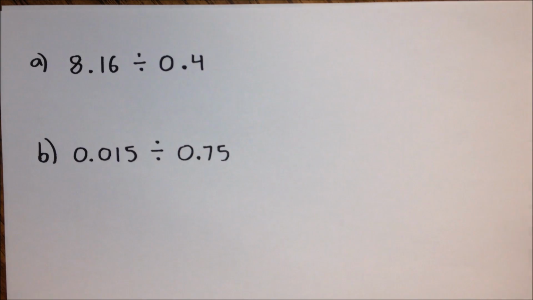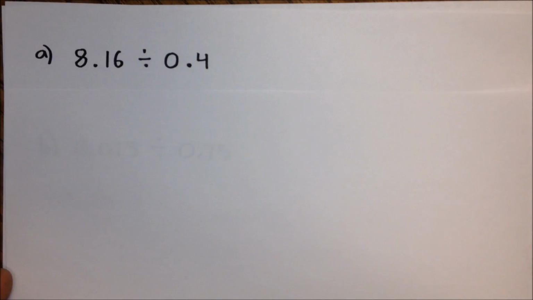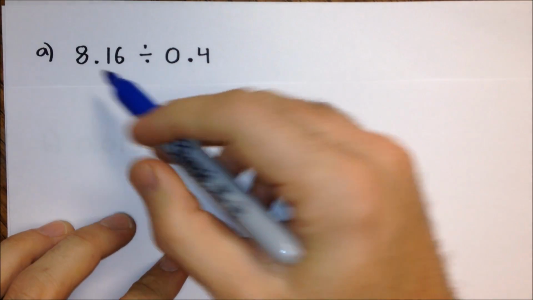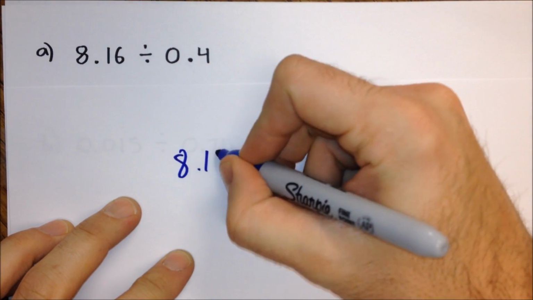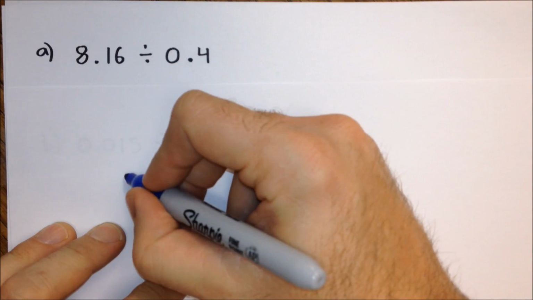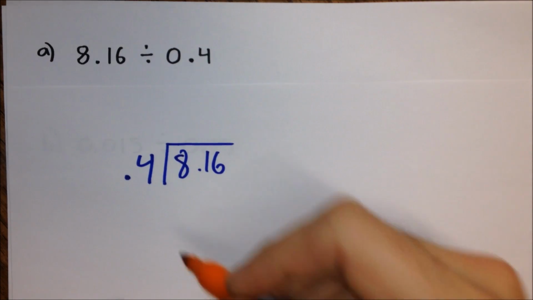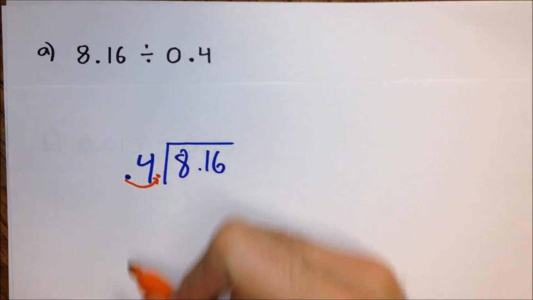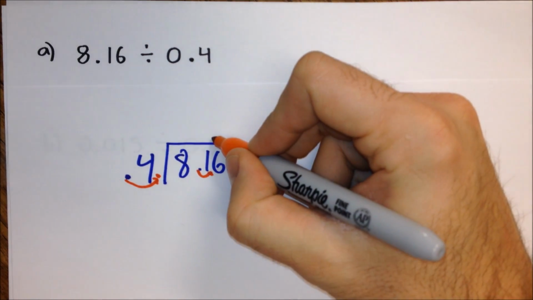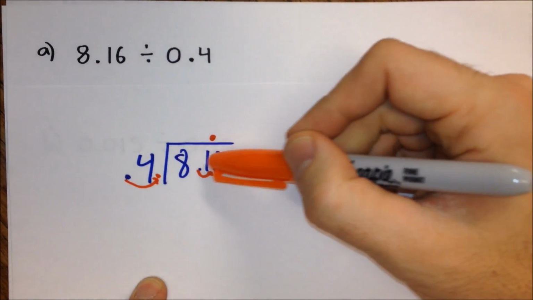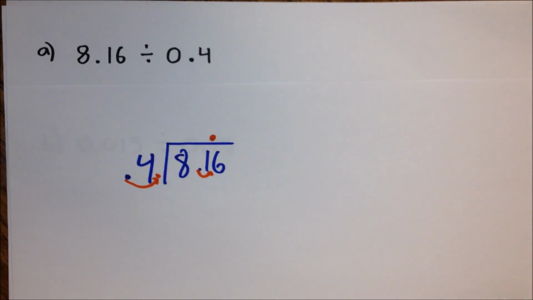Okay, we're back. Thank you for trying both of those problems, and let's look and see what we get for our answer. Let's do problem A first. I'm going to put the 8.16 inside the division and the 0.4 on the outside, and ask myself, well, how many decimal places do I want to move it? I want to move this 1 decimal place, and so it means I'm going to put my decimal place right here, right above, right between the 1 and the 6. So I move both of them 1 decimal place, and now I start trying to divide.